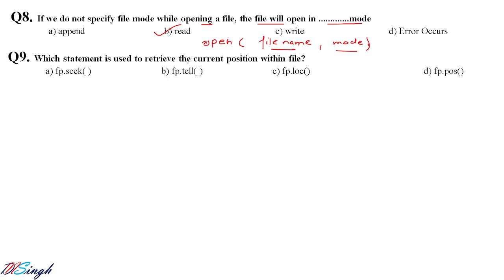Which statement is used to retrieve the current position in the file? Repeated question. Tell function is going to tell where your current file pointer is inside the file.